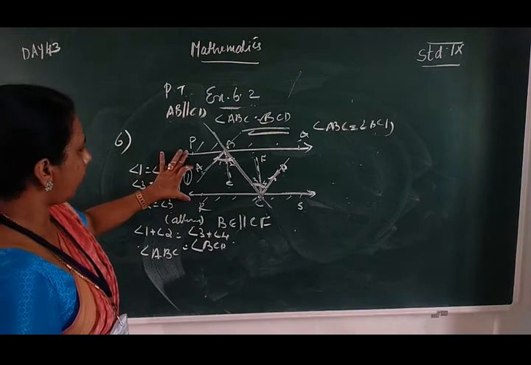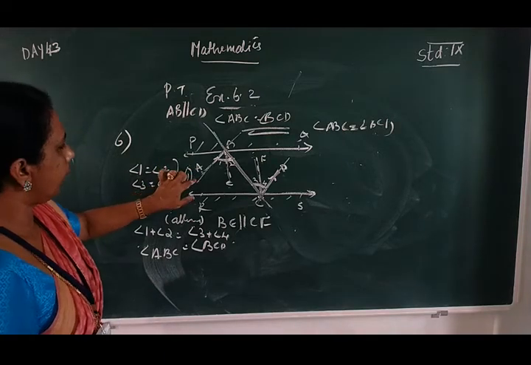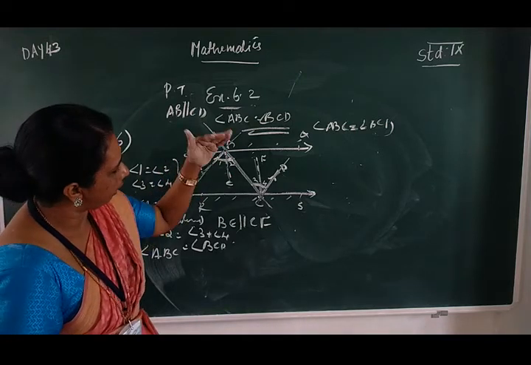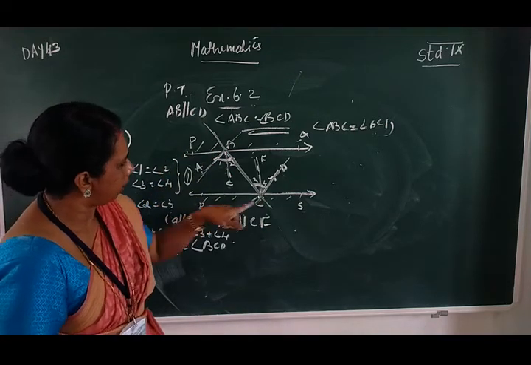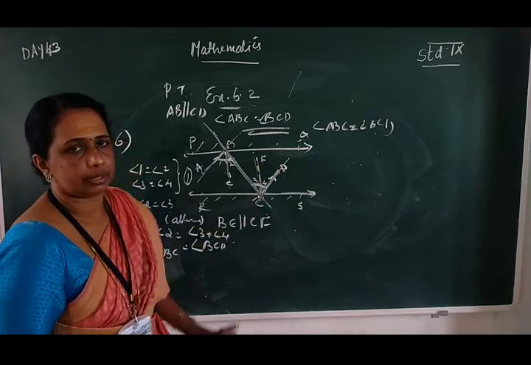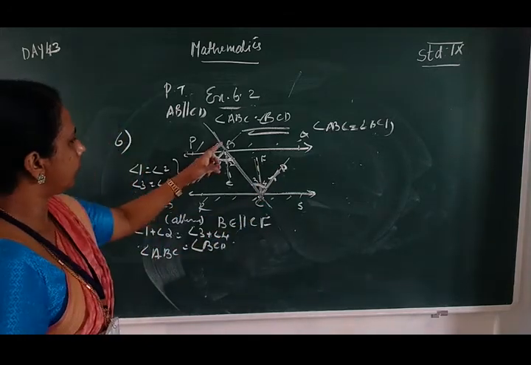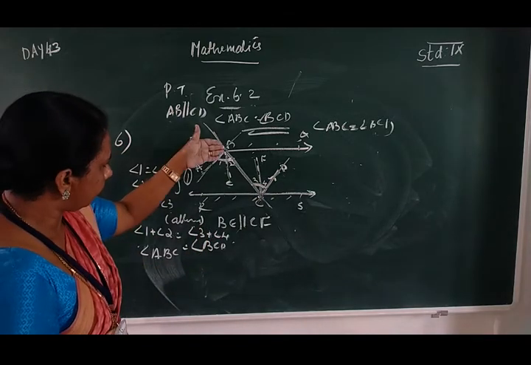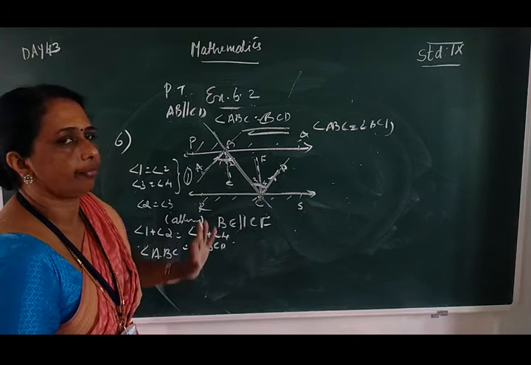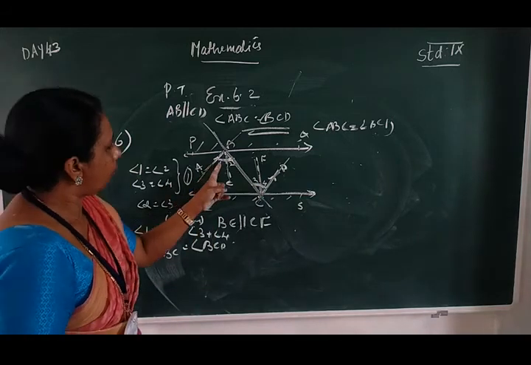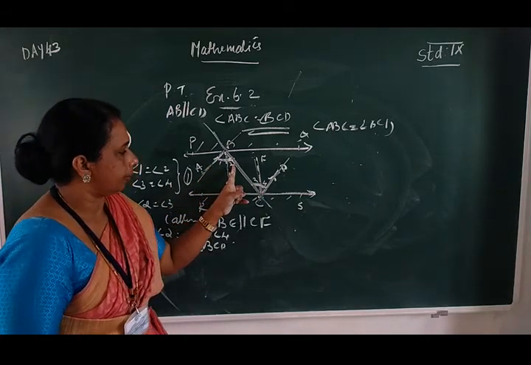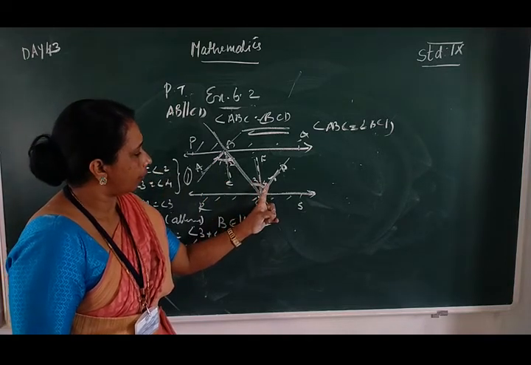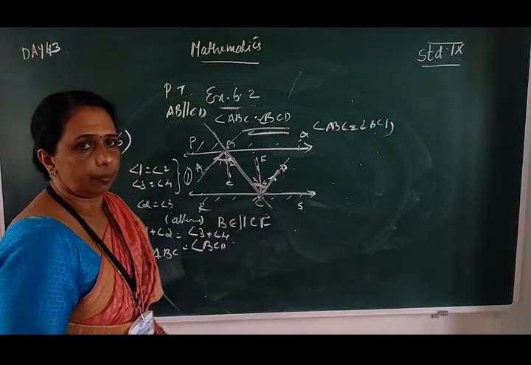One more time, listen. Given two mirrors parallel to each other, and a ray strikes this mirror, that is the angle of incidence, and again reflects and strikes this mirror RS, and again reflects. Here we have to prove that AB parallel to CD. We draw one construction, that is BE parallel to CF. The angle of incidence is equal to the angle of reflection, that is angle 1 is equal to angle 2. Again angle 3 is equal to angle 4.